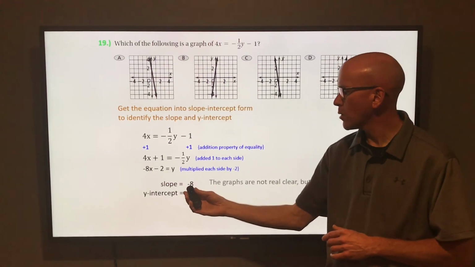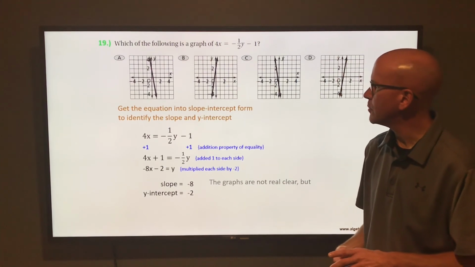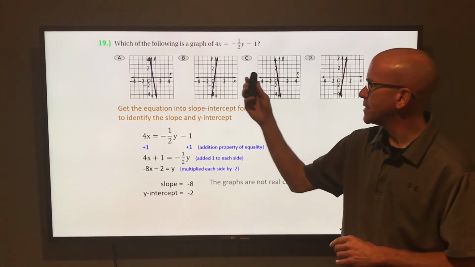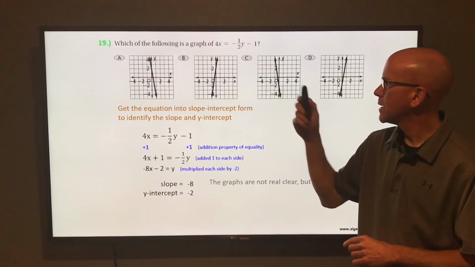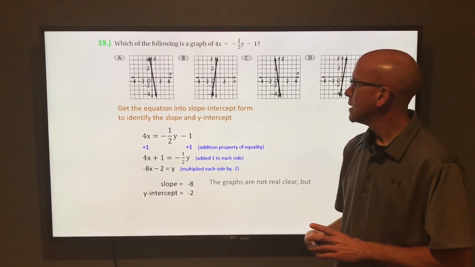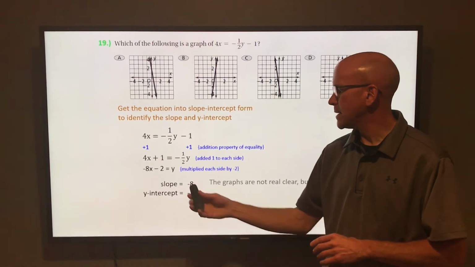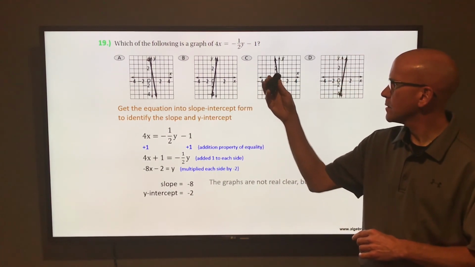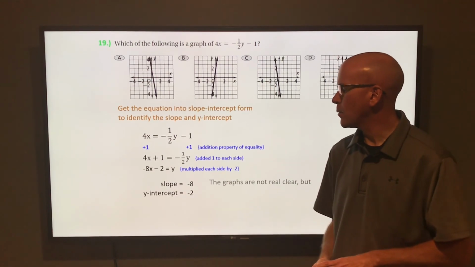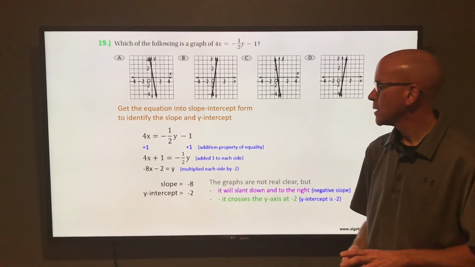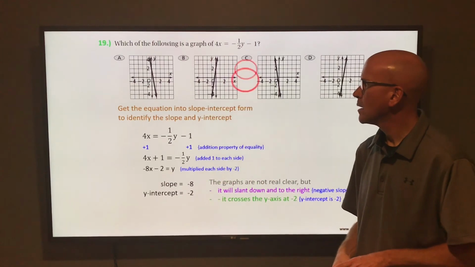We're looking for a slope of -8 and a y-intercept of -2. So each of these goes down and to the right, but there's only one of them that has a y-intercept of -2. That's this letter C. So letter C there has a slope of -8. It goes down 8 and to the right 1. And it also has a y-intercept of -2. So the correct answer here would be letter C.